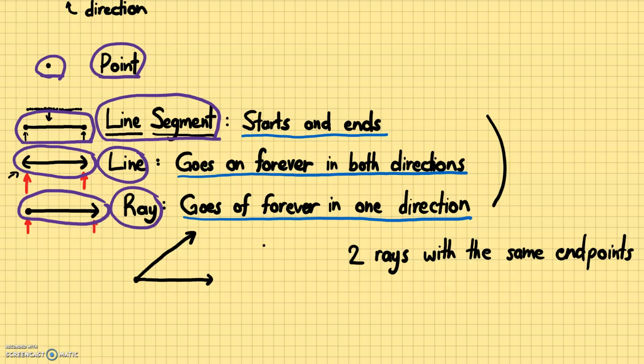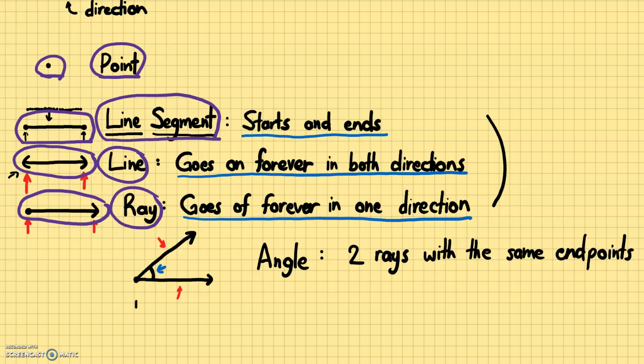Endpoints, and this is called an angle. And you're interested in this measurement right here. You're not really concerned about the length of the sides. But when you say angle, you usually mean this. Okay, so that's an angle. When two rays are connected, that's called an angle.